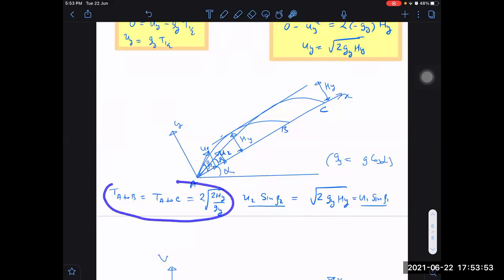This part you understood? Half the time of flight is this. But now it is the full time from A to B, then I have to multiply by 2 also.